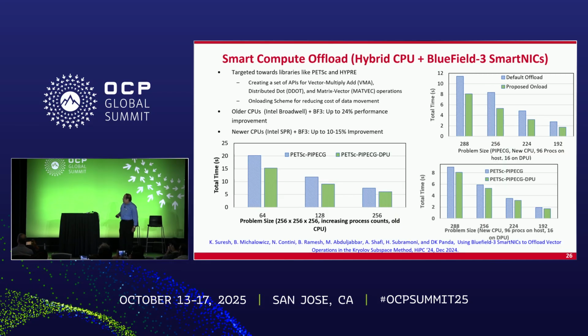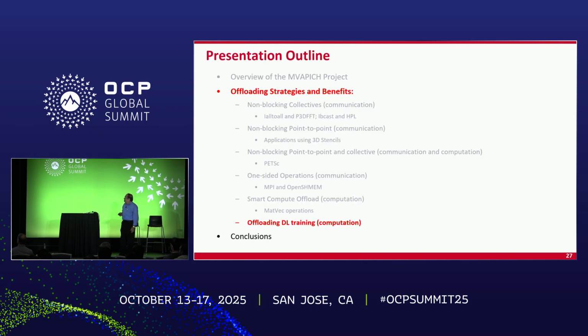This is a paper we published just last December, and of course, it depends on the ratio of the CPU and DPU speed. So, we performed two kinds of experiments: Intel Broadwell with BF3, and Intel Sapphire Rapids with BF3. Intel Broadwell is an older technology, and the DPU is faster, so we can get a 24% improvement, whereas Intel Sapphire Rapids is much more powerful, so we still get a 10 to 15% improvement. So, you need to think again in a very intelligent manner about what you can offload.